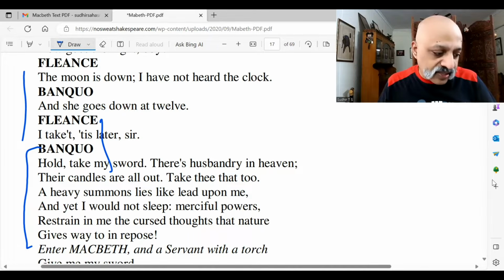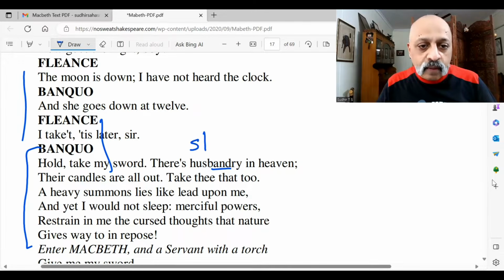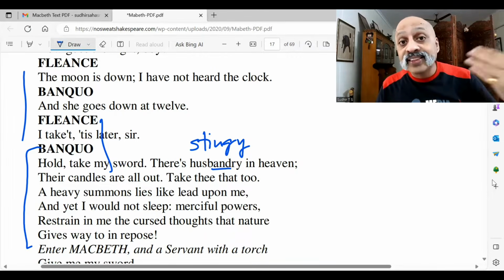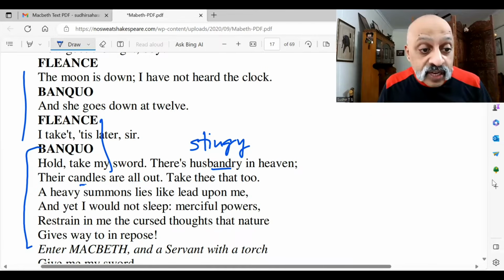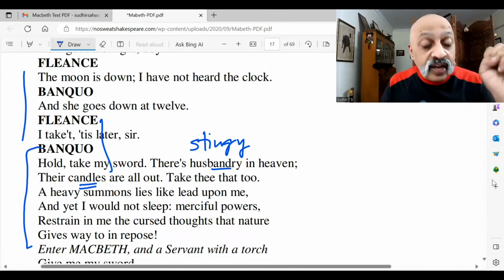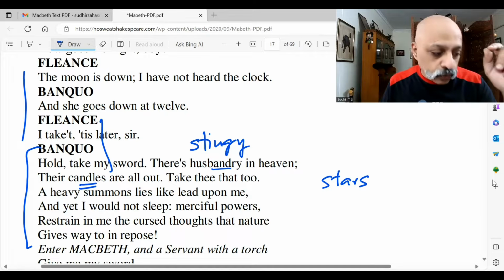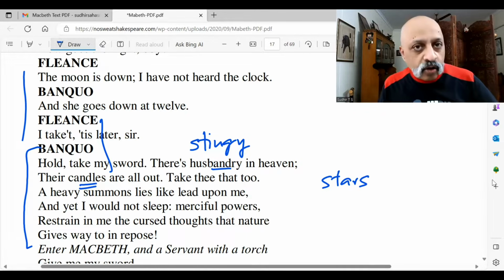Now, Banco is saying out here that मेरी तलवार ले लो, और यहां पर जो heavens है, husbandry का मतलब है that they are being very miserly, very stingy, काफी कंजूसी दिखा रहे हैं कि आज जो पूरा आसमान है एक तरह से कंजूसी दिखा रहा है, क्योंकि उसके सितारे पूरी तरह से चले गए हैं. Their candles, the candles is referring to the stars. Okay, all the heavenly objects. Take thee that too. Okay, so he says that इसको भी ले लो, शायद अपनी तलवार के साथ साथ डैगर को भी दे रहा है.